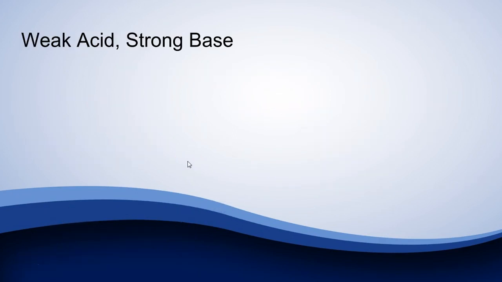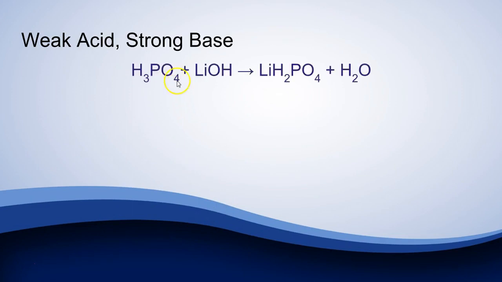Let's look at another example. So a weak acid with a strong base. If we have phosphoric acid with lithium hydroxide, then it's going to do the double replacement reaction, produce the salt of lithium dihydrogen phosphate and water. We're just considering the first proton in this case.